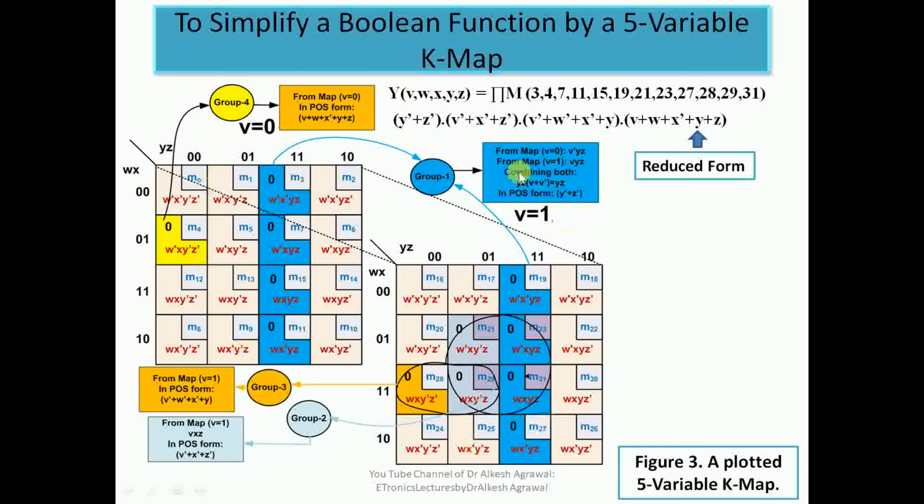Now we combine all the values, and we get the reduced form as (y bar or z bar) and (v bar or x bar or z bar) and (v bar or w bar or x bar or y) and (v or w or x bar or y or z). So this is the reduced form for a Boolean function which was given in max terms, and this is a 5 variable Boolean function which is reduced with the help of a 5 variable K-map comprising two maps, one for v equal to 0 and one for v equal to 1.